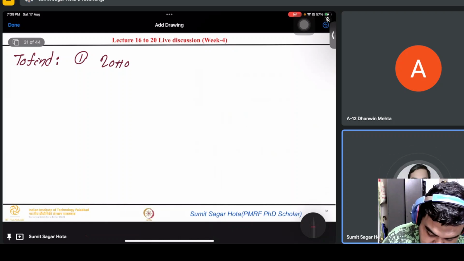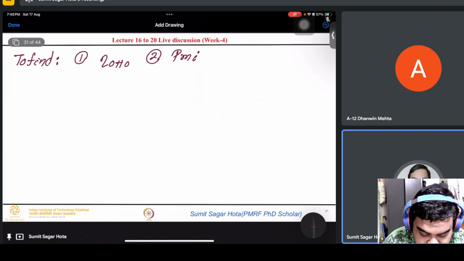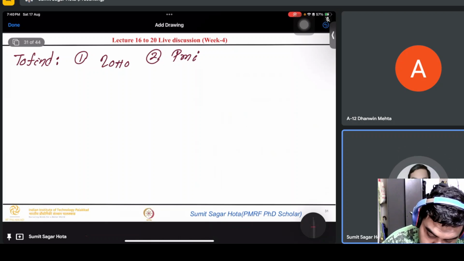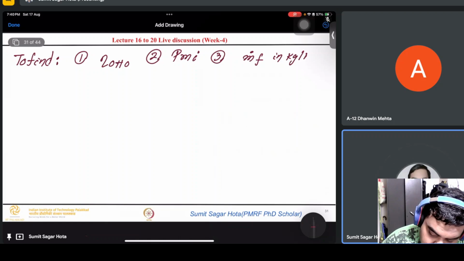Let it be PMI, indicated mean effective pressure. Then the third will be your fuel consumption per hour, m dot f, in kg per hour.